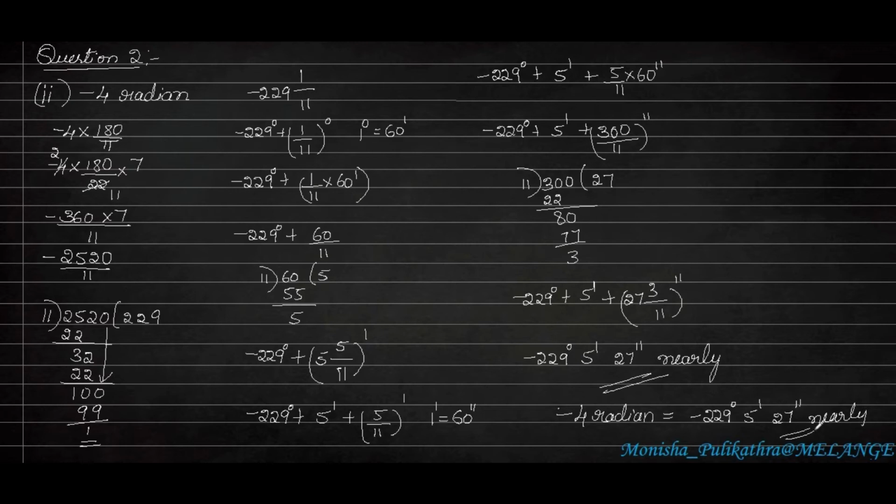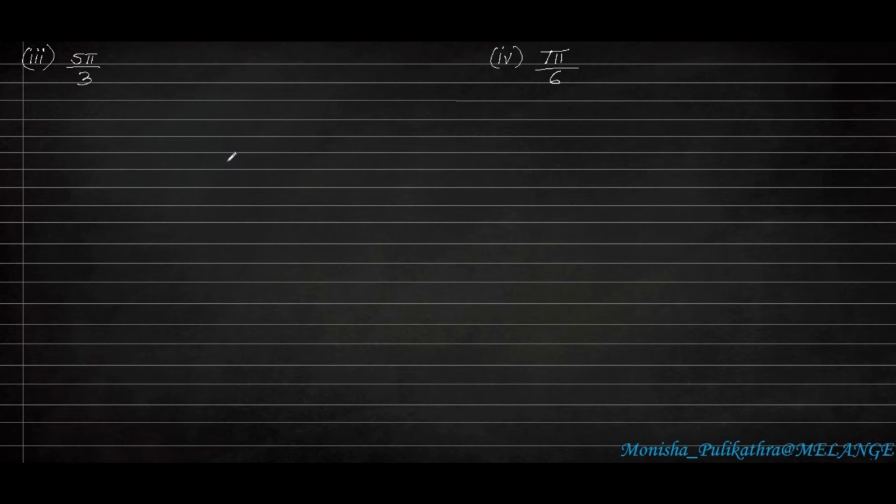So I hope you understood this. Moving on to the third sub question. Here 5 pi by 3 radian is given. So we need to convert 5 pi by 3 radian into degree. So 5 pi by 3 into 180 by pi. So here pi gets cancelled. We need to multiply 5 into 180.